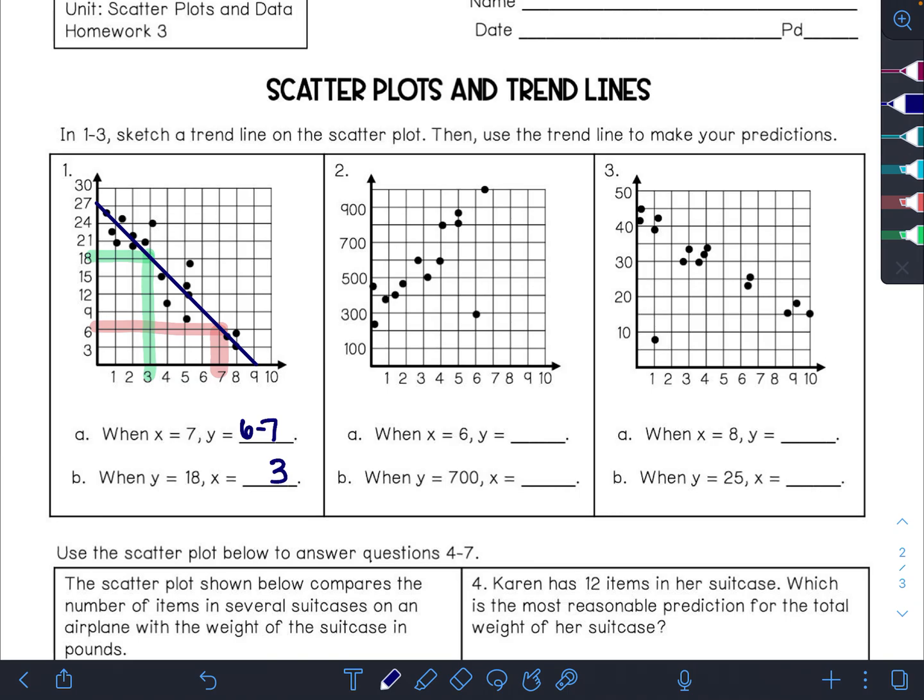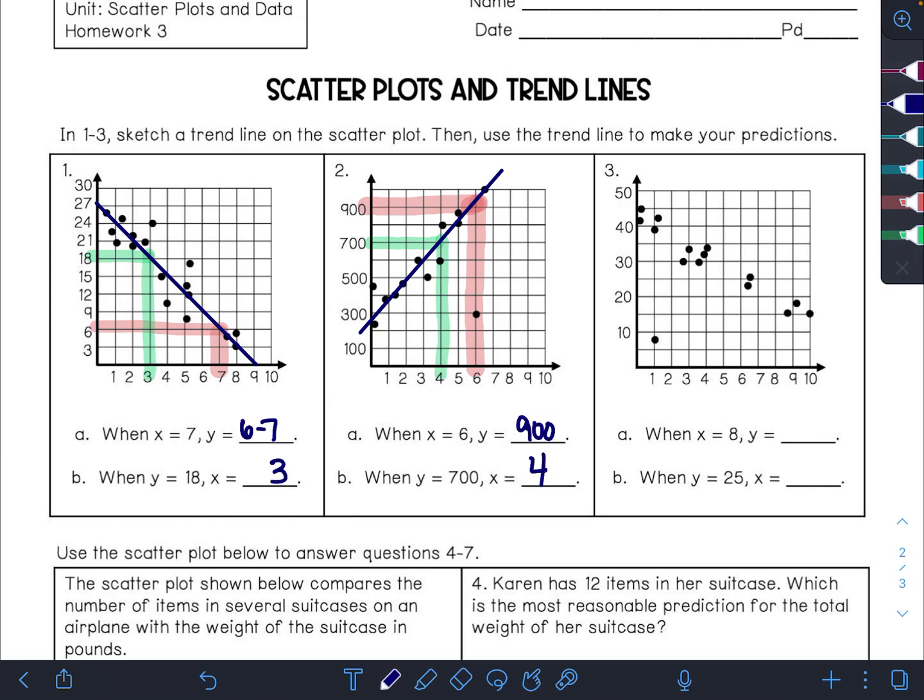Again, going through and drawing my trend line the best I can through the center of the data. Obviously throwing out that outlier, so I'm not going to have that guy part of that. And looking at when x is equal to 6, so I'm going to go all the way up and over. And so I could say that my y value would be about 900. When y is 700, I could say my x value would be about 4.